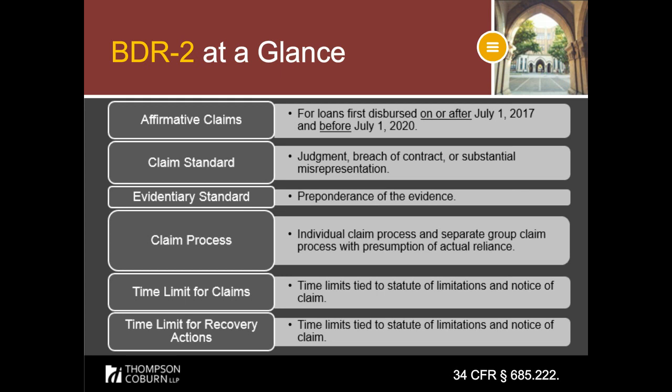I'm going to touch on those in a minute. The evidentiary standard, again, is preponderance of the evidence. The claim process is actually very complex. There's an individual claim process, and then there's a separate group claim process that differs based on whether the school is open or closed and includes this presumption of actual reliance. We'll get into this in a minute.